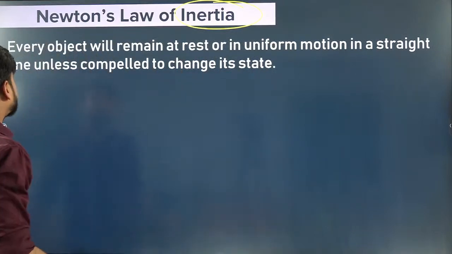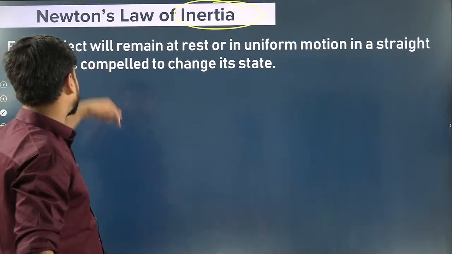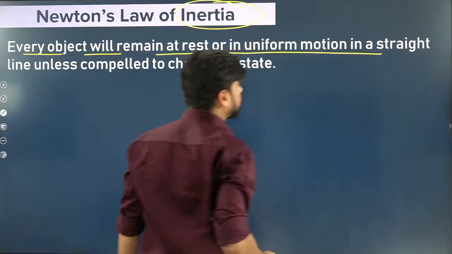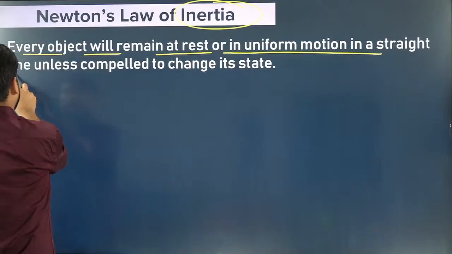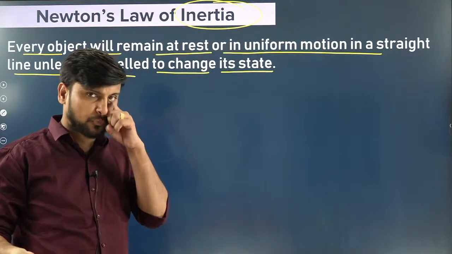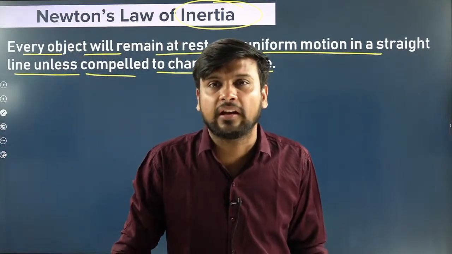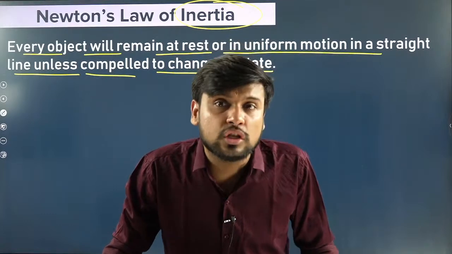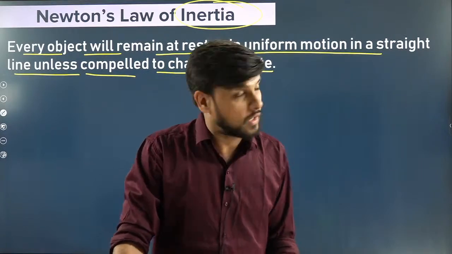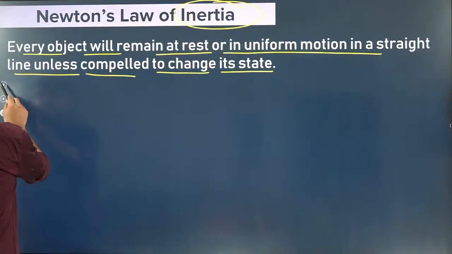See, I'll read the statement again. Every object will remain at rest or in uniform motion in a straight line unless compelled to change its state. That's the same meaning I have explained. A body will remain at rest or in its state of motion until and unless an external force is applied on it. Yes, that's the first law. So let's understand how this first law is related to the example we have discussed.